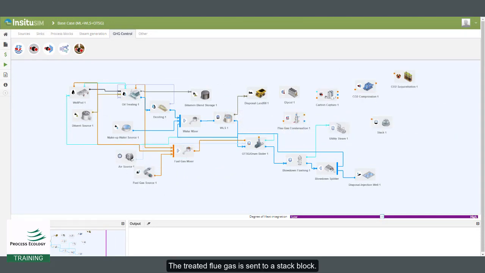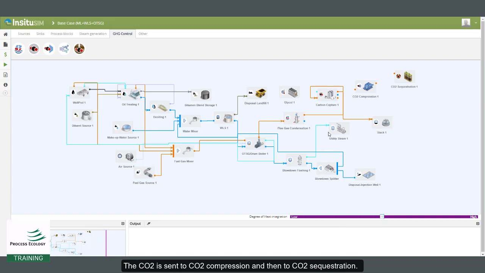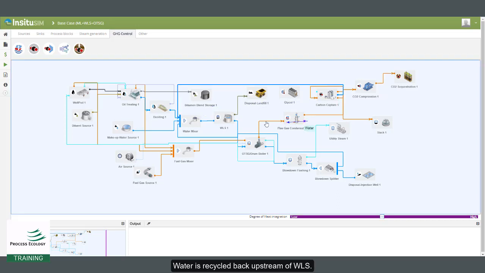The treated flue gas is sent to a stack block. The CO2 is sent to CO2 compression and then to CO2 sequestration. Water is recycled back upstream of WLS.